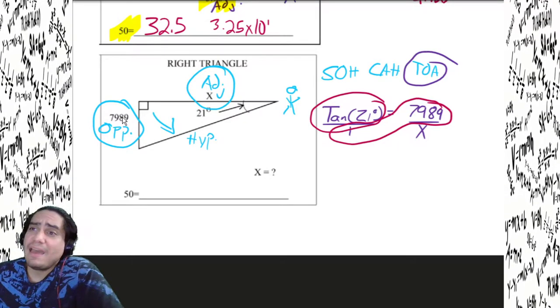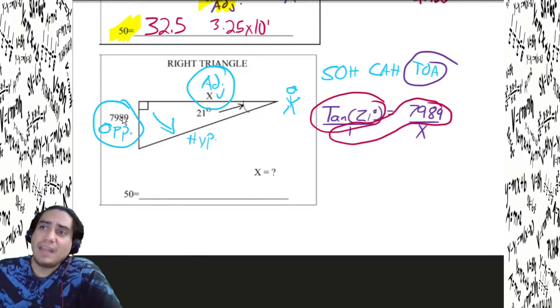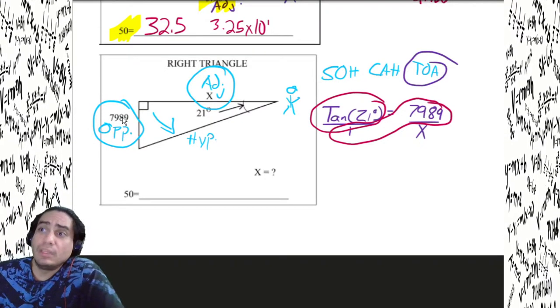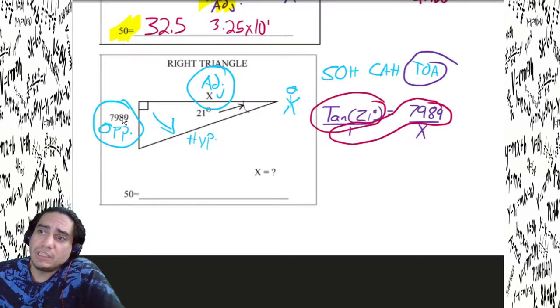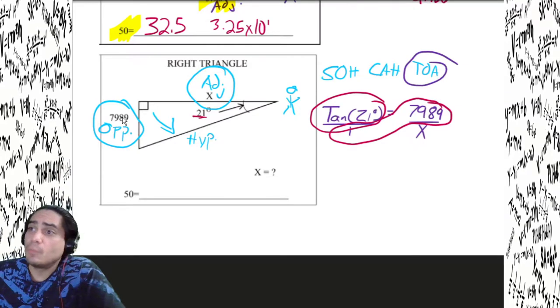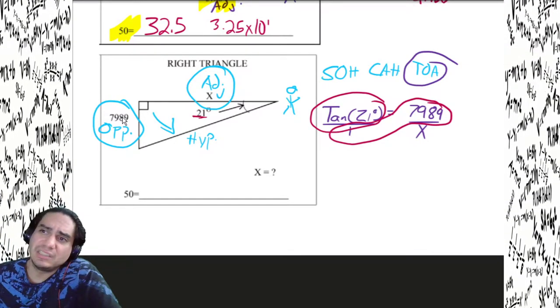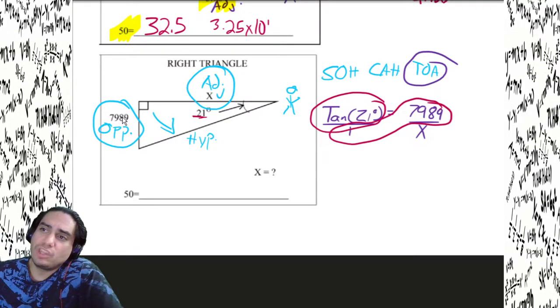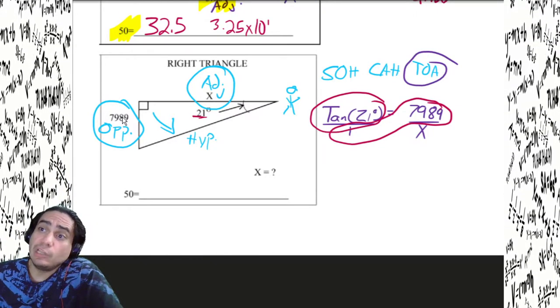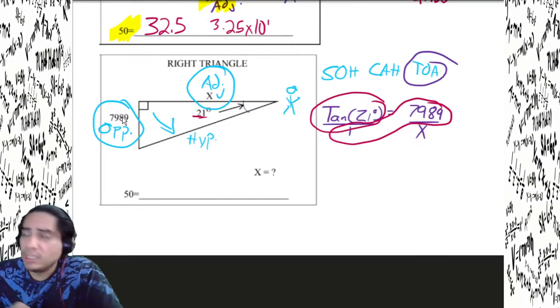Obviously, this is going to have some answer close to thousands or so, because it's 7989. We're going to have something bigger than that. If you know the rules of triangles, 21 degrees is going to be the smallest angle of this triangle because this is 90, and of course this angle is going to be 69 degrees. So this adjacent should be larger than the 7989, but that's reasonableness and you'll end up getting there really soon.